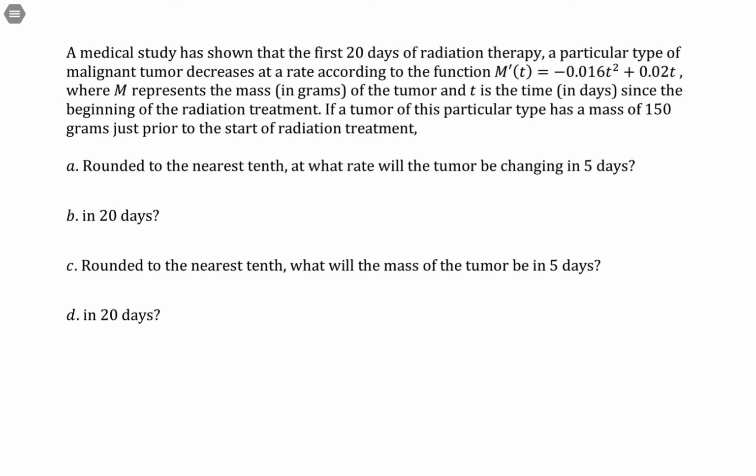A medical study has shown that in the first 20 days of radiation therapy, a particular type of malignant tumor decreases at a rate according to the function m prime of t equals negative 0.0016 t squared plus 0.02 t, where m represents the mass in grams of the tumor and t is the time in days since the beginning of the radiation treatment. If a tumor of this particular type has a mass of 150 grams just prior to the start of radiation treatment, rounded to the nearest tenth, at what rate will the tumor be changing in 5 days?